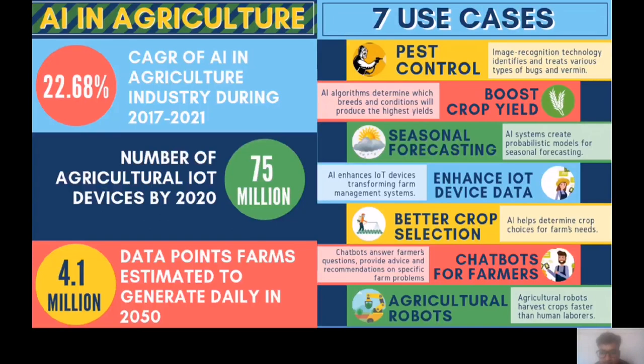Chatbots for farmers answer farmer questions and provide advice and recommendations on specific farm problems. Agricultural robotics: agriculture robots harvest crops faster than human laborers. Coming to the fertilizer distribution problem.